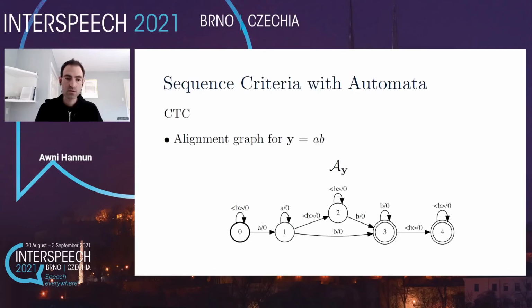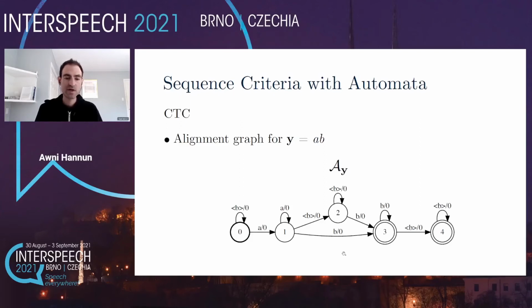Now, the target alignment graph for CTC is a little more complicated than for ASG, which is why I started with ASG, even though CTC is a much more commonly used loss function for speech recognition. The target alignment graph for CTC looks like this.